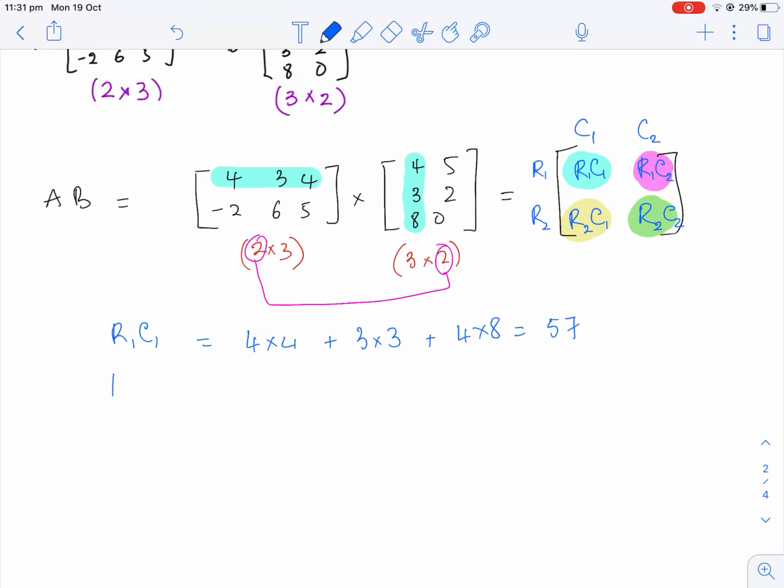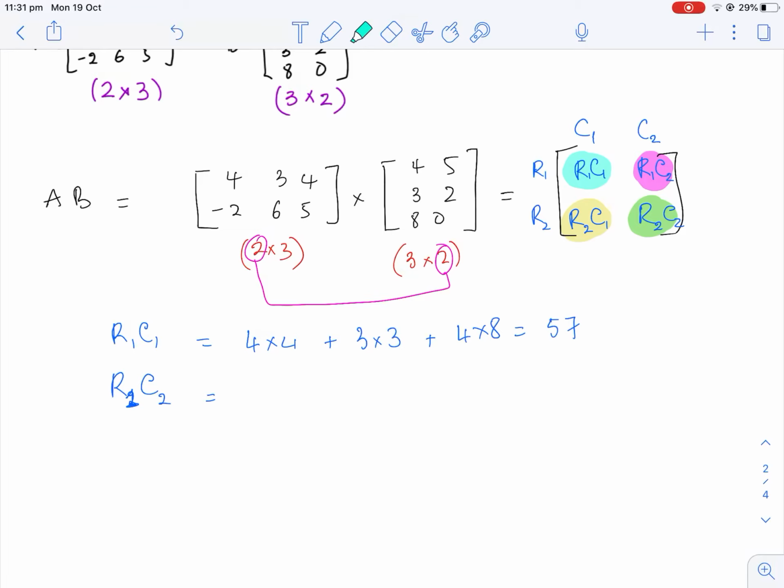Now turn to row 1, column 2. Row 1, column 2 means it's equal to row 1 of the first matrix times the column 2 of the second matrix. So it's equal to, I'm going to change the color of this one. Oops.